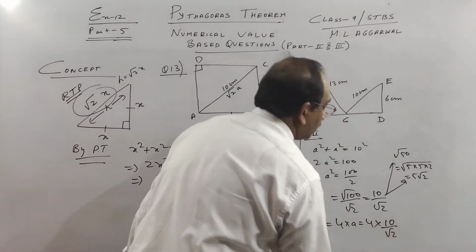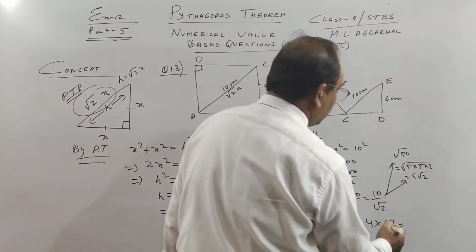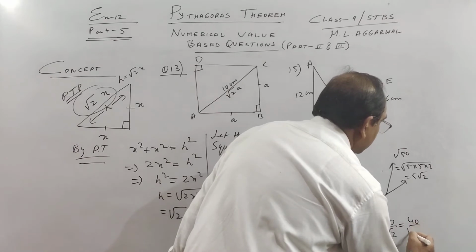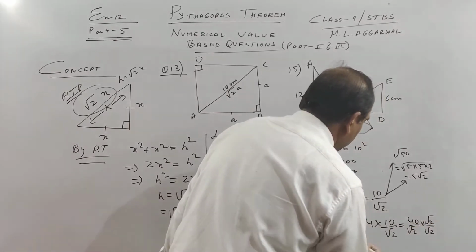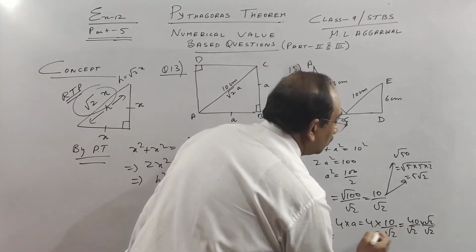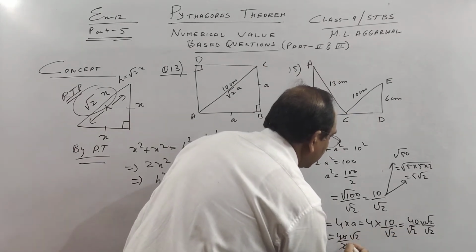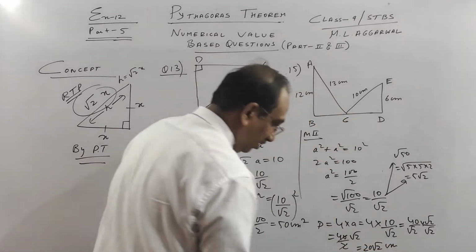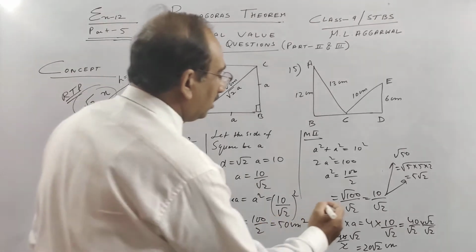Okay, so here see this method and this method also I'll show you. So we rationalize it, we have done rationalizing because the denominator you cannot leave as root 2. So what we get is 40 by 2 root 2, and this will cancel. So finally we get 20 root 2 centimeter.